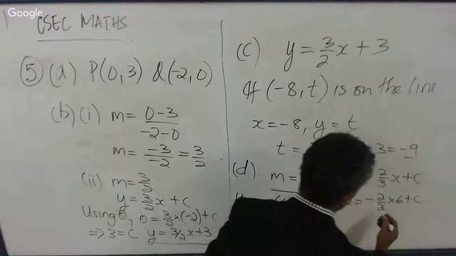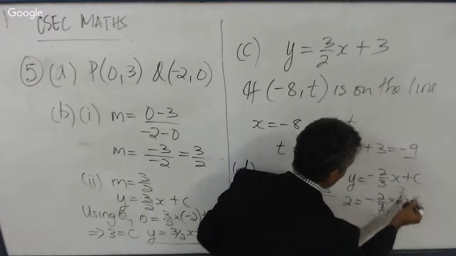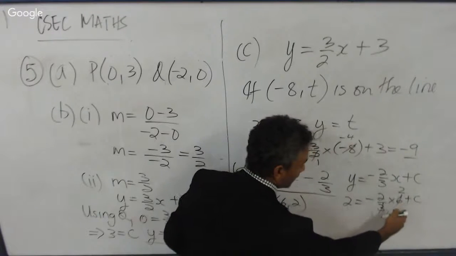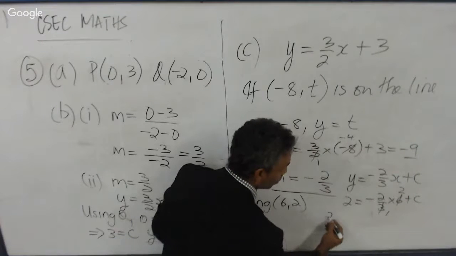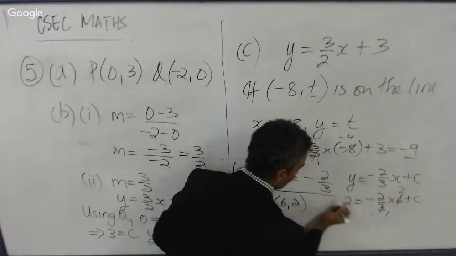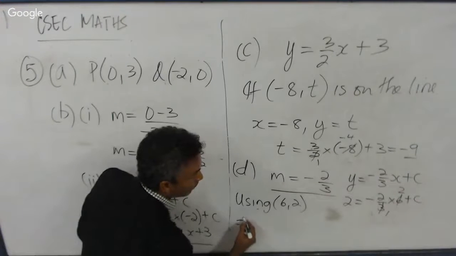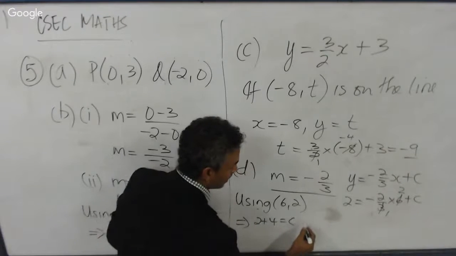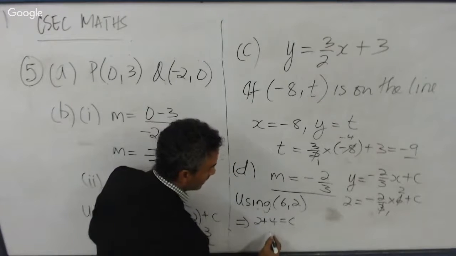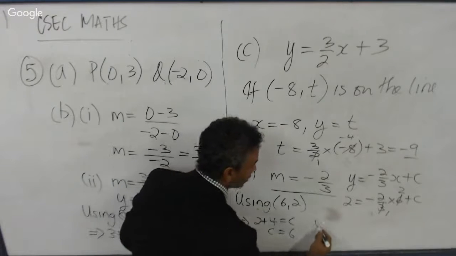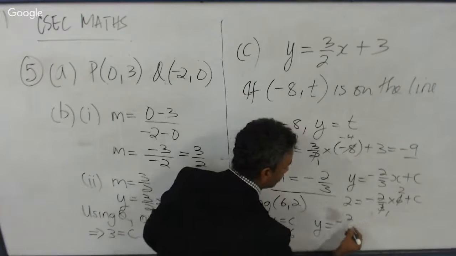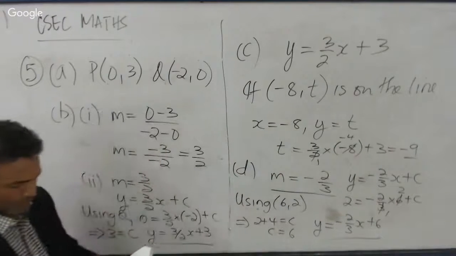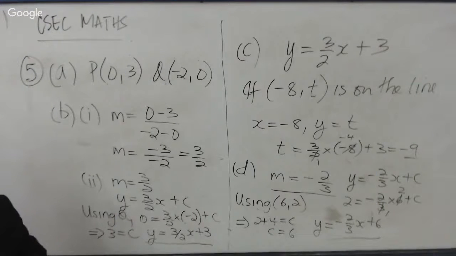So working this out, we get negative 4 plus c is equal to 2. So 2 plus 4 equals c. C equals 6. And the equation is y equals minus 2/3 x plus 6. That's coordinate geometry.